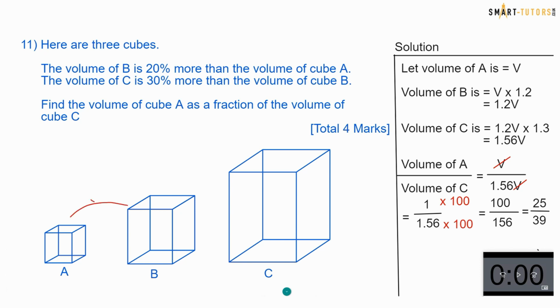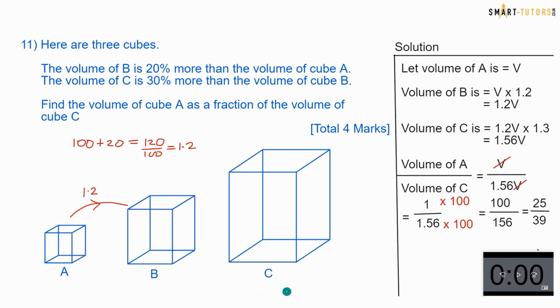So here to here, the multiplier is 1.2. Those who are not understanding this multiplier, please look at our topic revision on percentages. 20% more means you need to add 100 plus 20, which is 120. 120 divided by 100 gives 1.2 as the volume increase. So 1.2 times the previous volume, which is V. So B's new volume is 1.2 V.